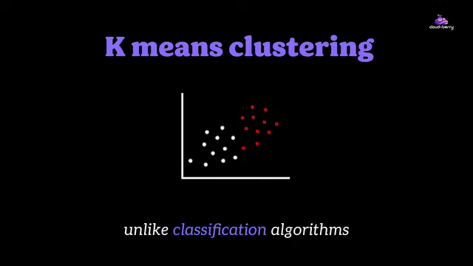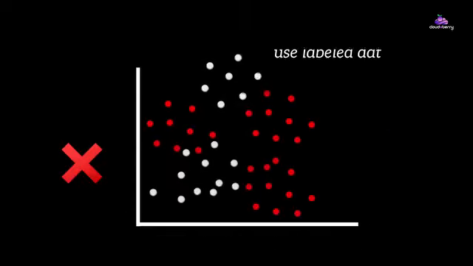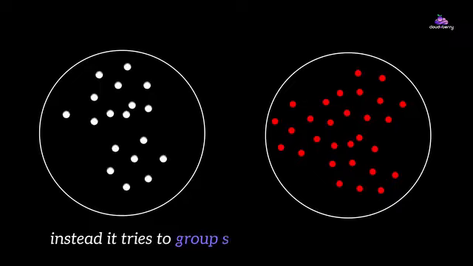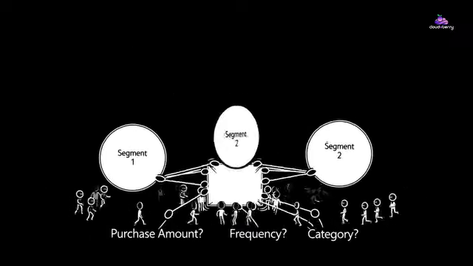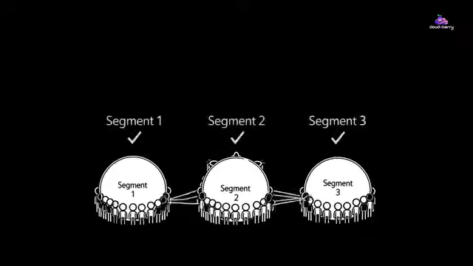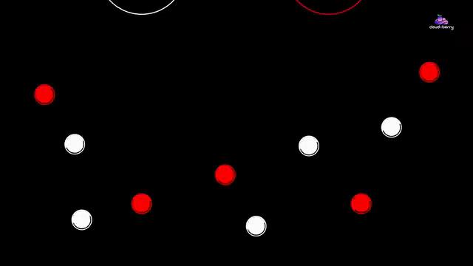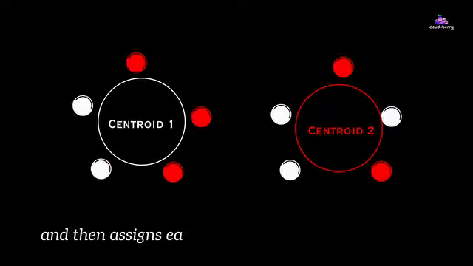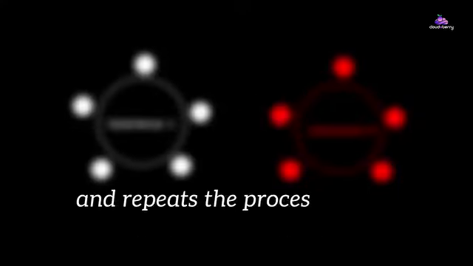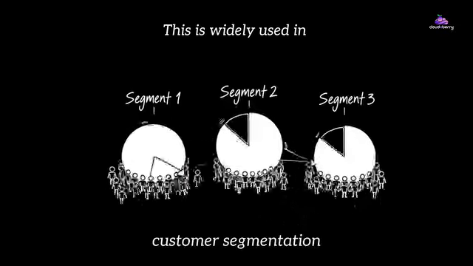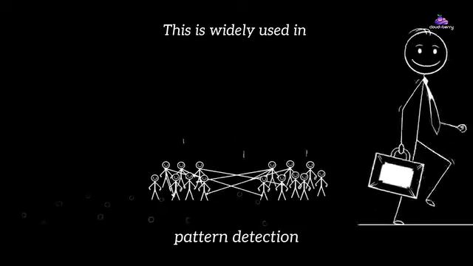Now let's move to k-means clustering, which is an unsupervised learning algorithm. Unlike classification algorithms, k-means does not use labeled data. Instead, it tries to group similar data points together. Imagine a company trying to segment its customers into different groups based on purchasing behavior. K-means starts by randomly placing cluster centers, and then assigns each data point to the nearest center. It then adjusts the centers and repeats the process until the clusters stabilize. This is widely used in customer segmentation, recommendation systems, and pattern detection.